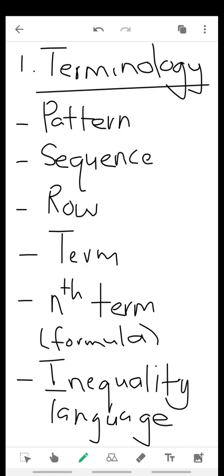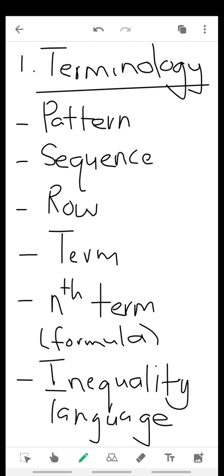So what words or terms are going to be used most frequently? We'll be using the word pattern. You need to know what a pattern is. You need to know what a sequence is, a row, a term, the nth term, or what we call a formula, as well as the language that comes from inequalities, which we covered in algebra in term 1. So grade 11, let us start.